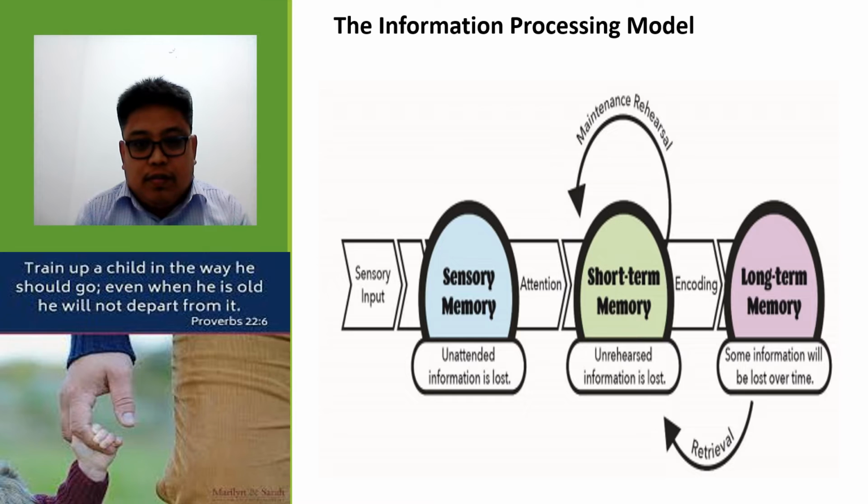Here we have the information processing model. Information is received through the senses and goes to the sensory memory for a very brief amount of time. If not found relevant, information may decay. It goes to the STM or short-term memory, and if given attention and is perceived and found to be relevant, it is sent to the LTM or long-term memory.